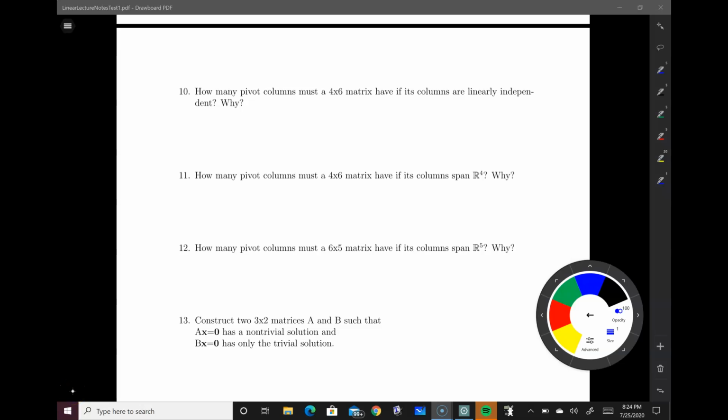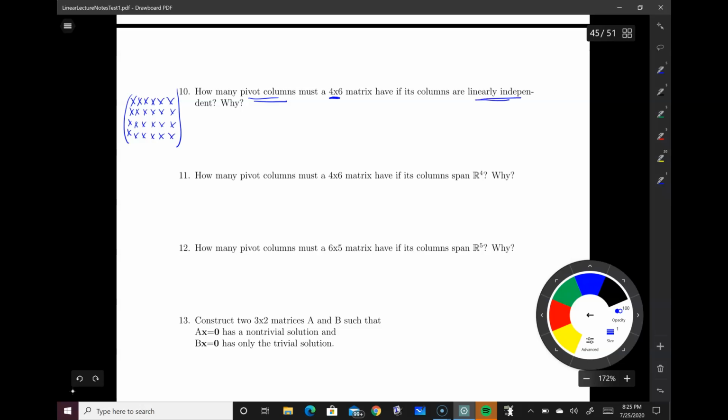All right, continuing that conversation, looking at different sizes of matrix. So if I have a 4 by 6 matrix, how many pivot columns must it have in order to be linearly independent? So I kind of established in the last example, in order to have linear independence, I need to have a pivot in every column.